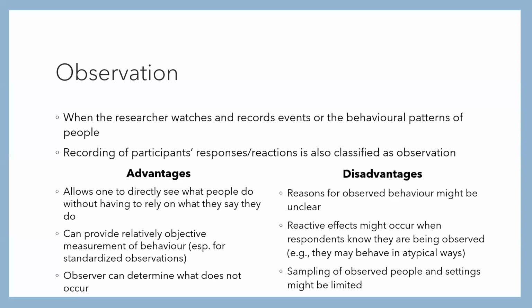Sampling of observed people and settings might be limited, as there are certain behaviors that are pretty much impossible to directly observe, like violent behavior or some mental illness symptomology.